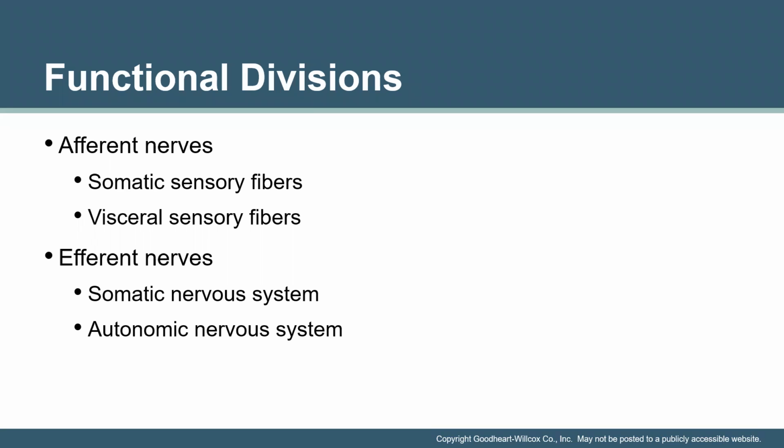Within the efferent nerve classification category, we have the somatic nervous system. Again, that's like your muscle, bone, and joint stuff. Or the autonomic nervous system, which, when we use the term autonomic, it's automatic. It goes and does its own thing.